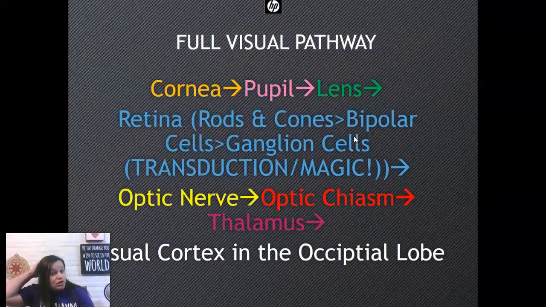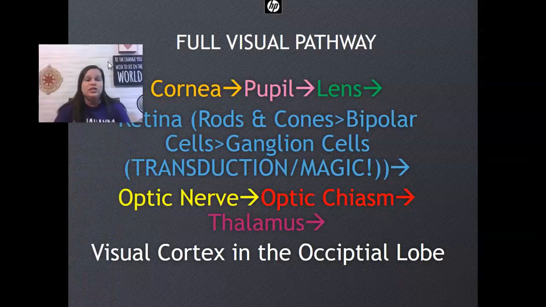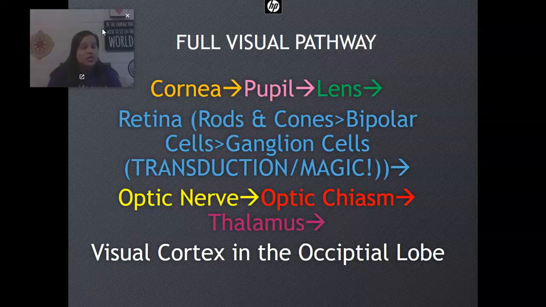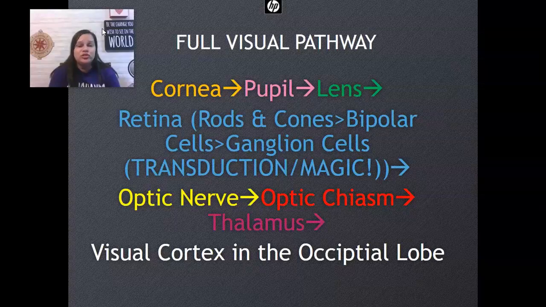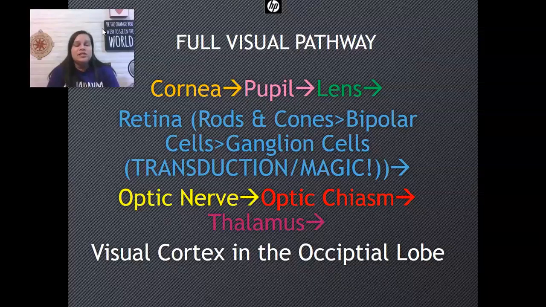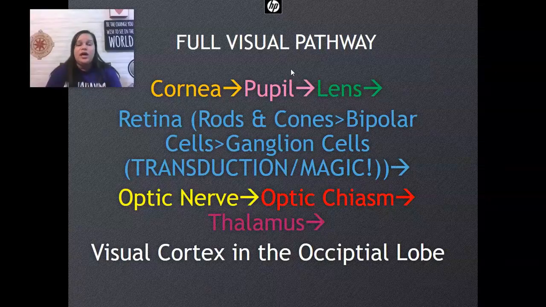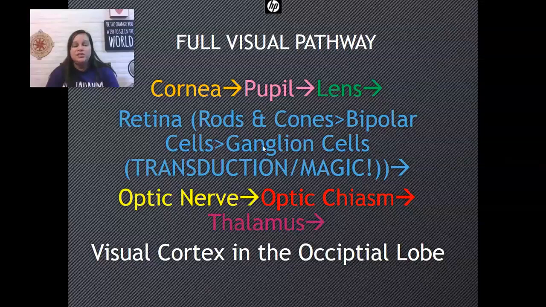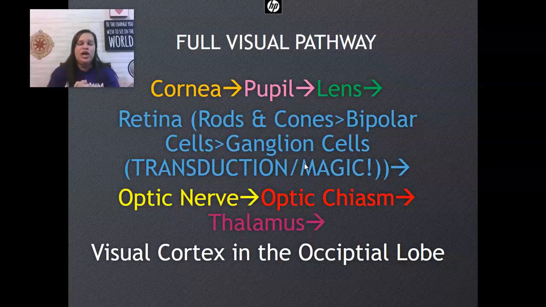So let's go over the full visual pathway, and you definitely want to write this in your flipped notes. Light enters through the cornea, the window of the eye. Then the pupil constricts or dilates to adjust the amount of light that comes into the eye. Then the lens helps to focus the image onto the retina. Then the retina processes that light through the rods and the cones, and they help us to see color or black and white images. Then the bipolar cells pass the signal to the ganglion cells. And in the ganglion cells all the magic happens, and it is transduced into a neural signal.